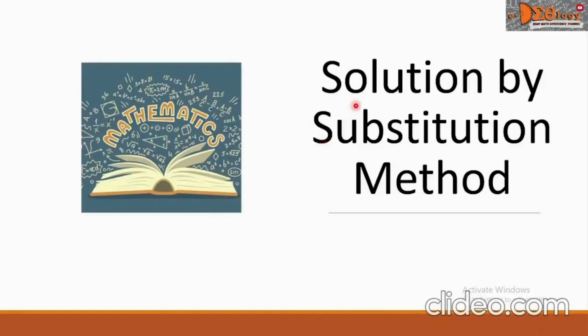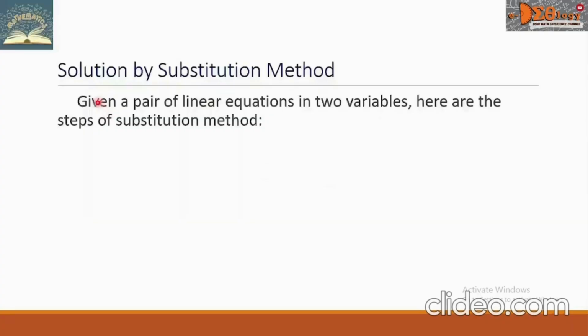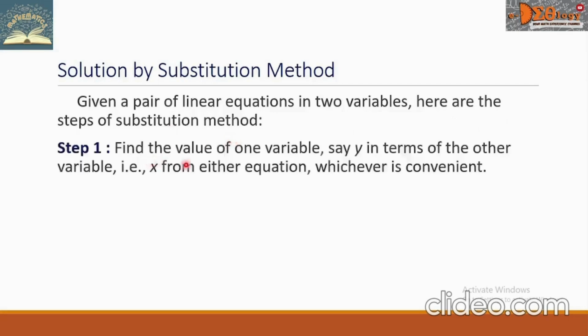Today we're going to study solution by substitution method. Given a pair of linear equations in 2 variables, here are the steps of substitution method. Step 1. Find the value of one variable, say y, in terms of the other variable, that is x, from either equation, whichever is convenient.